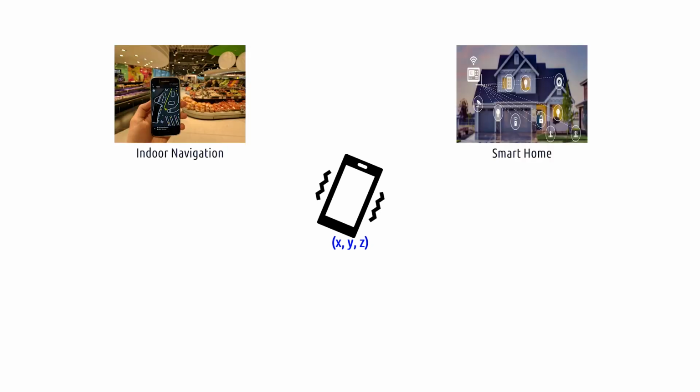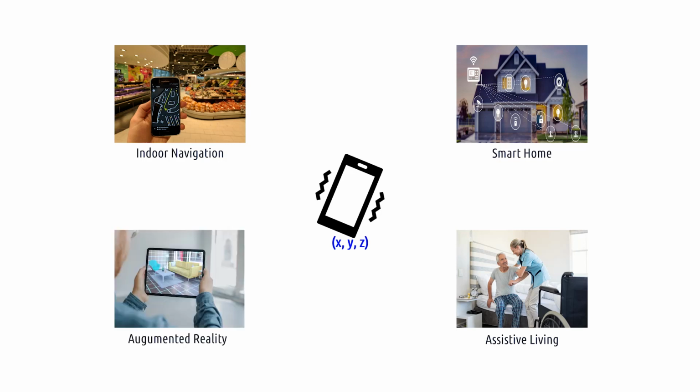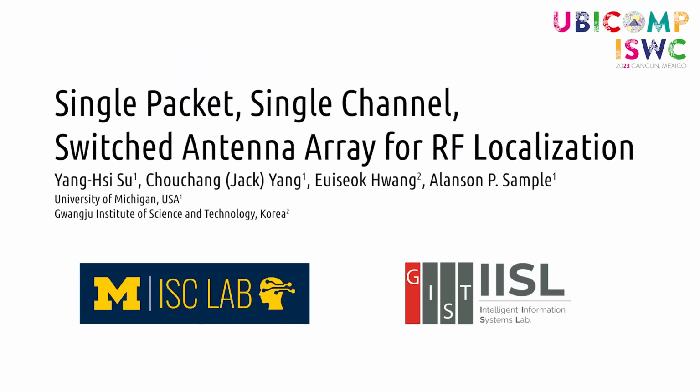Cost-effective and accurate means of localizing mobile radio transmitters is a key enabling building block of many innovative applications, such as indoor navigation, smart home, assisted living, and augmented reality. This paper presents a single-packet, single-channel switched antenna array for RF localization that uses a high-speed RF switch that runs freely from a single receiver chain to determine the angle of arrival of individual packets.